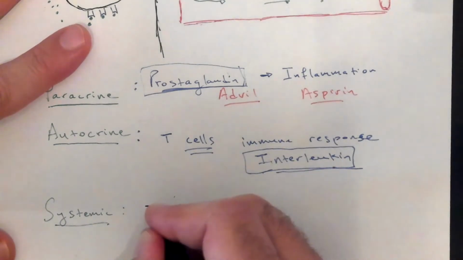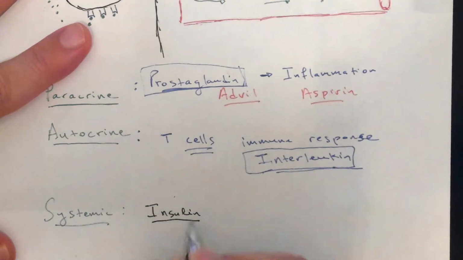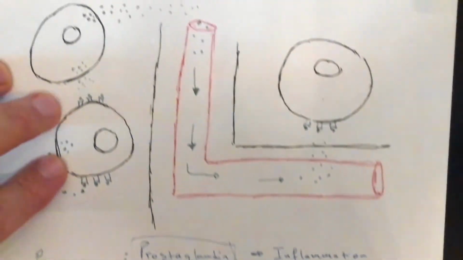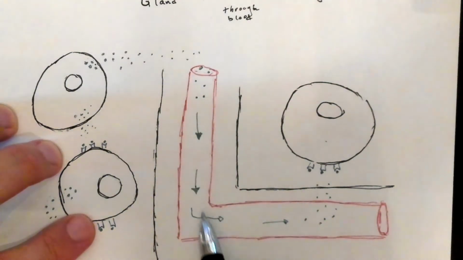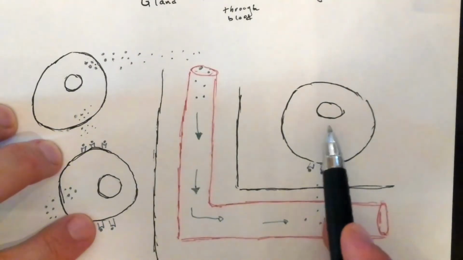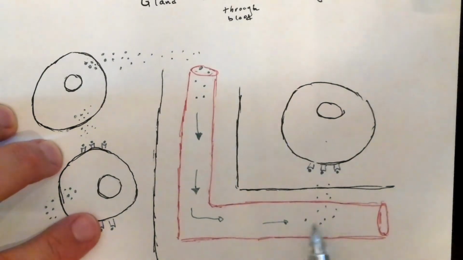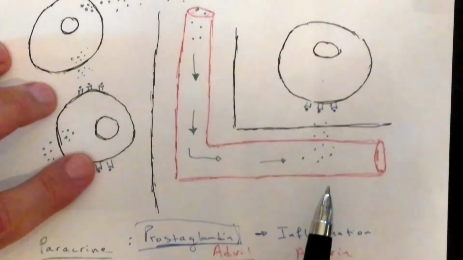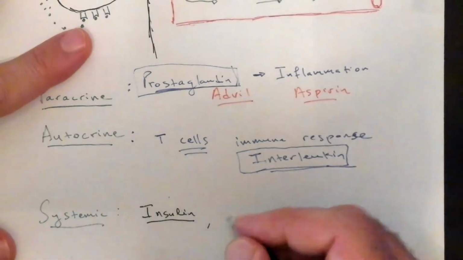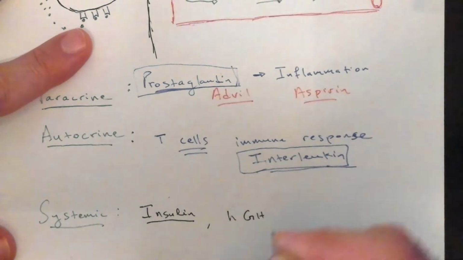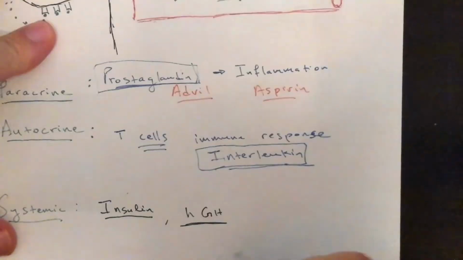So for example, insulin. We know that it's made by the pancreas. Imagine here that that's insulin being made by some pancreatic cell. It goes into the bloodstream. It finds a target cell far away and gets that target cell to grab the sugar from the bloodstream, in order to regulate your blood sugar levels. We've got human growth hormone, which causes growth in different tissues throughout the body.